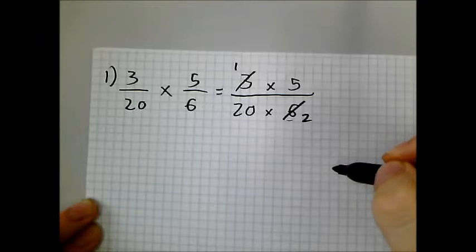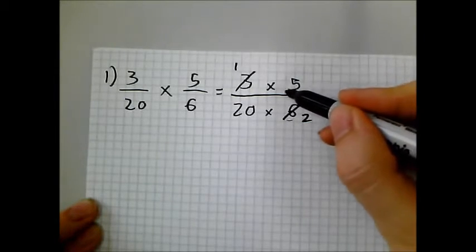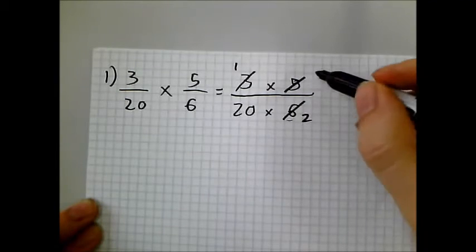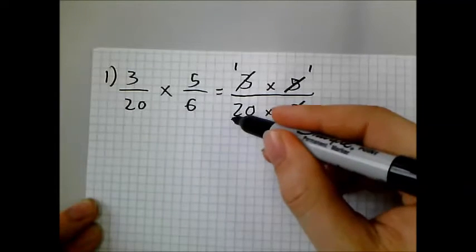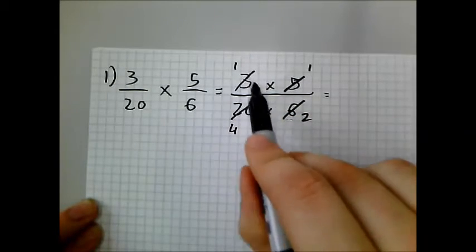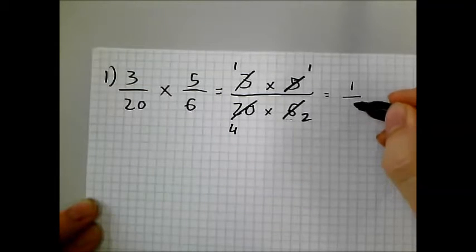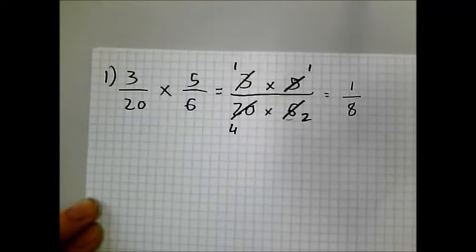I'm going to look for some more. Okay, and I notice 5 and 20 also share common factors. They share 5. So 5 divided by 5 is 1. 20 divided by 5 is 4. So I'm left with 1 times 1, which is 1, and 4 times 2, which is 8. The answer is an eighth.